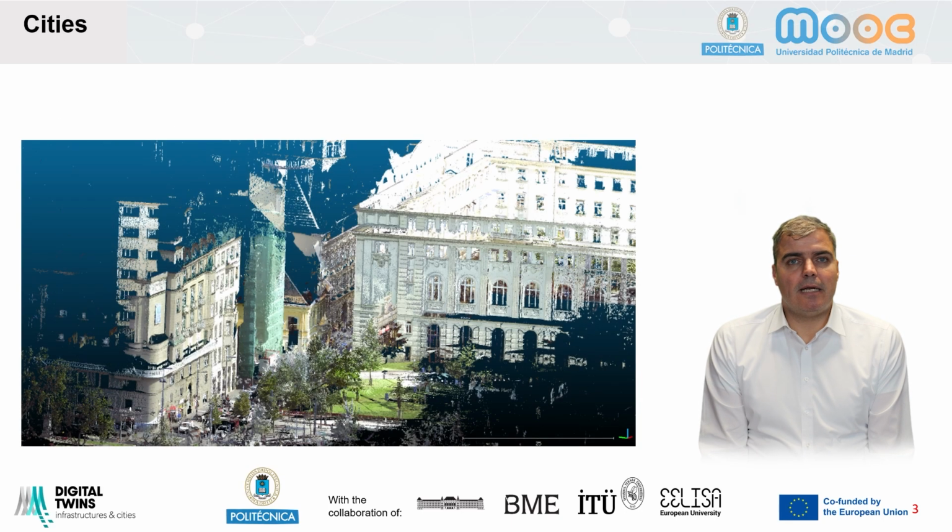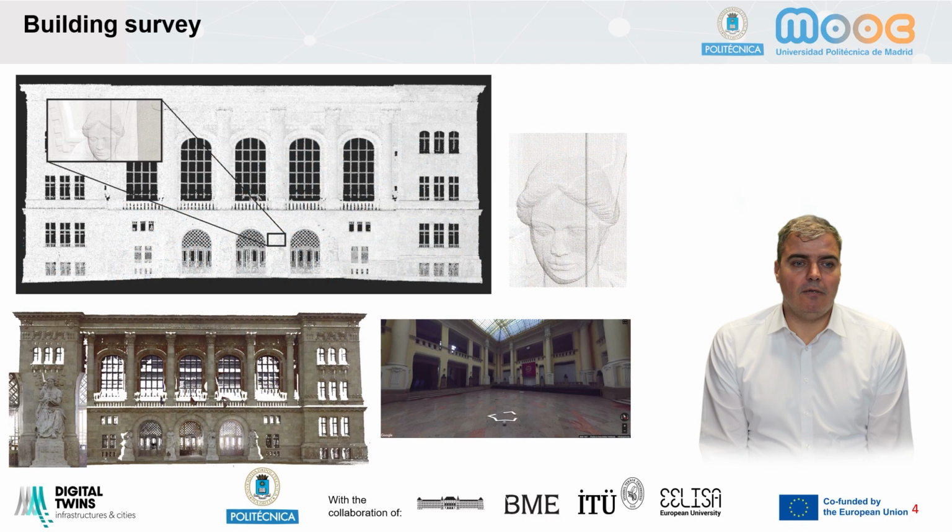So for the cities, we are capturing the geometry of the building facades, of the roads, of the road furniture, for example, for autonomous driver simulations. So that's a very important and hot topic today. In case of building survey, we can capture the facade from outside of the building. You can see what kind of resolution, how good resolution we can get even from a mid-resolution laser scanning survey.